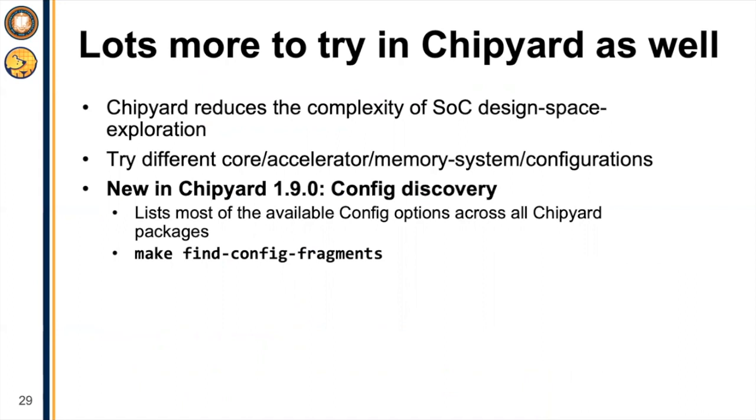We added this new feature, new in 1.9 as well, which will show you all the different configuration options that are available across all the different Chipyard packages. If you run in the sims Xcelium directory, run make with the find-config-fragments target. This command will take, I think, a minute or two to run. It's going to search all your Scala source files and find all the config fragments that you can add to your design to change some setting. So this is a way to see the wide scope of different configuration options that Chipyard SoCs support.